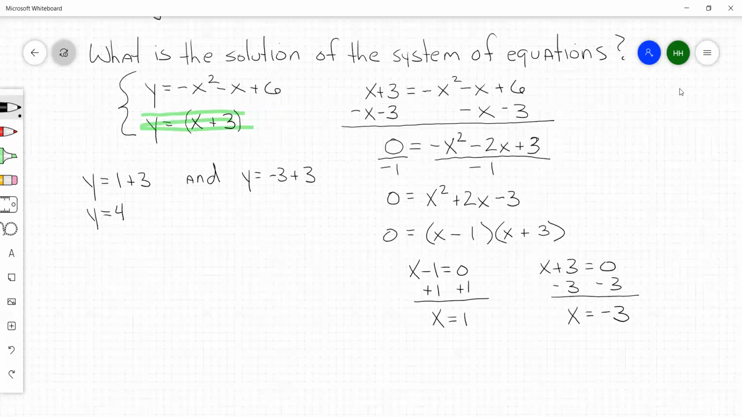So there's one of your solutions: (1, 4). Then you solve for y when x is equal to -3. So y would be equal to 0. So when x equals -3, y is equal to 0. And those are your two solutions for that system of equations.